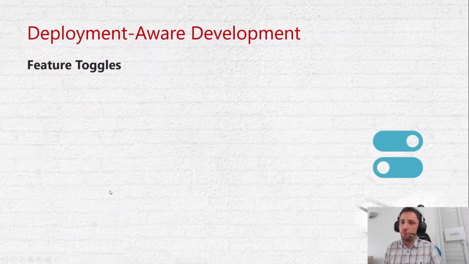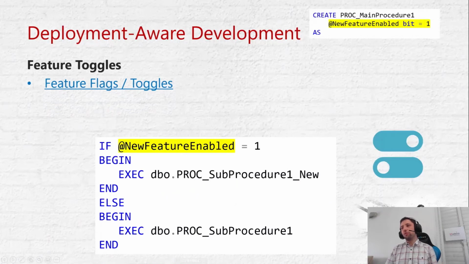Next, let's talk about feature toggles. Feature toggles are basically when inside your existing stored procedure you have a parameter of sorts, or maybe a local variable, that defines the functionality of the stored procedure. For example, let's say you have a stored procedure called main procedure 1, right? And it has an optional parameter called new feature enable. This could also be a local variable inside the stored procedure.